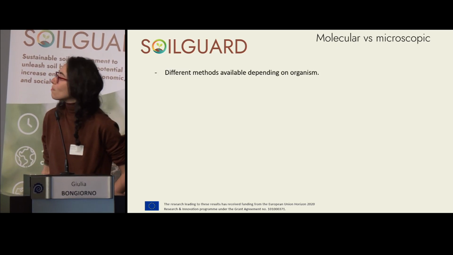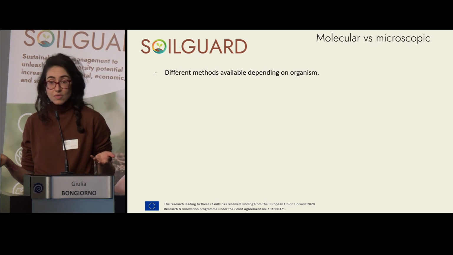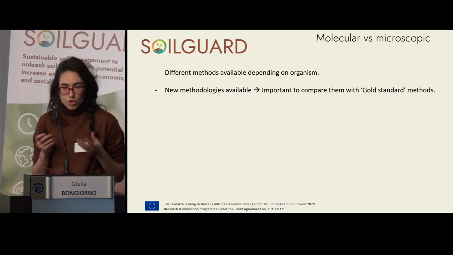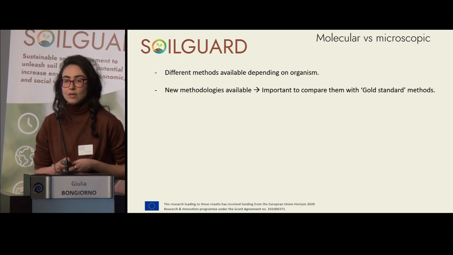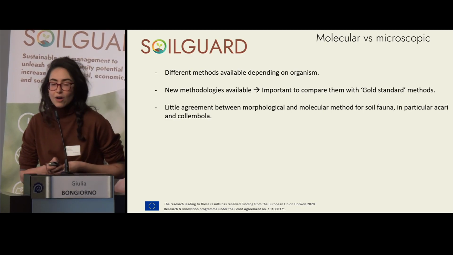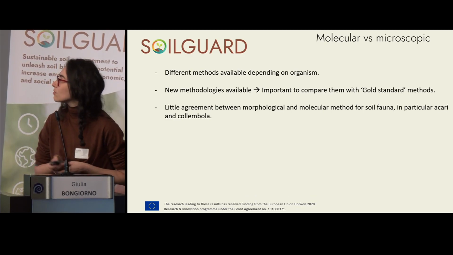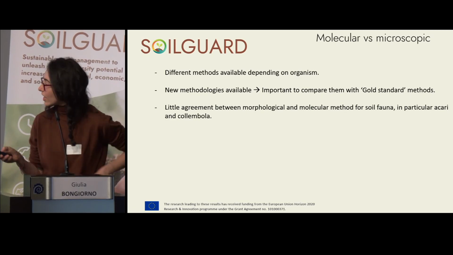So, some take-home messages. We see that different methods are available depending on the organisms. We also see that new methodologies are available, but it's very important to compare them with the golden standard. And what we also found is that there is little agreement between morphological and molecular methods for soil fauna, in particular for Acari and Collembola.